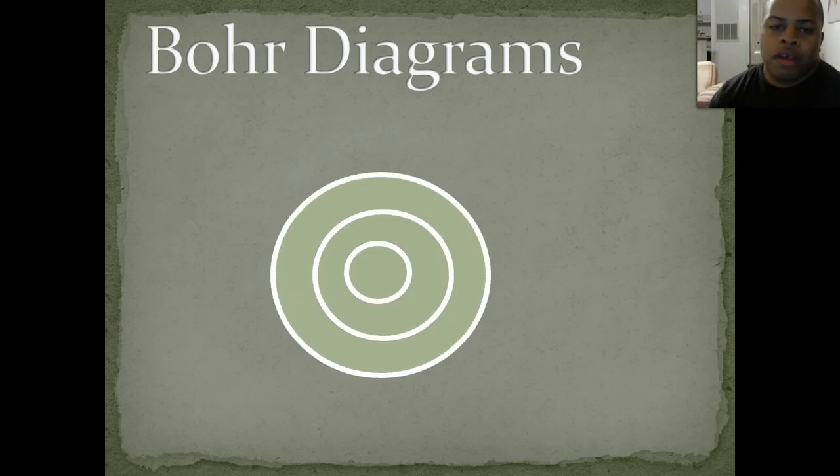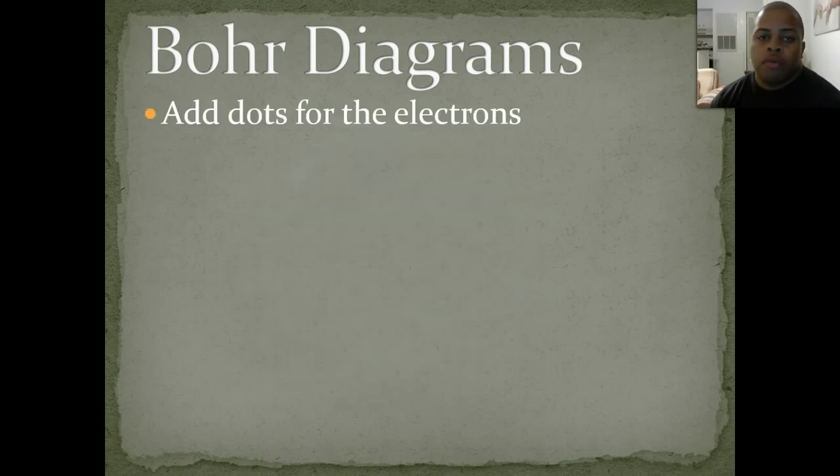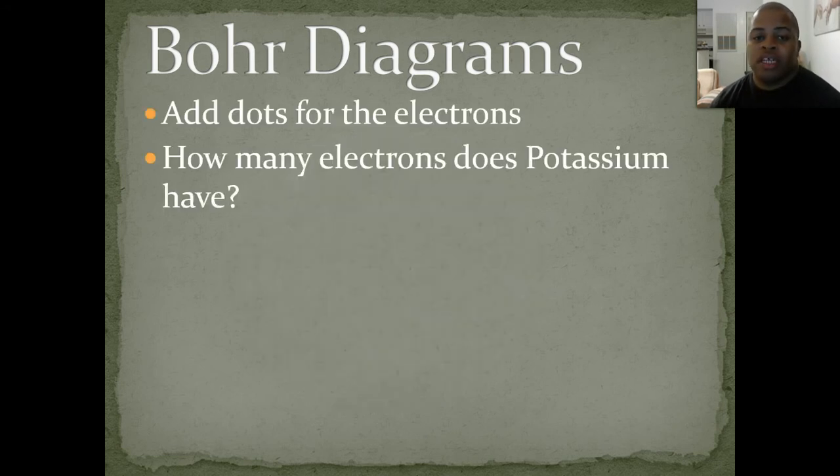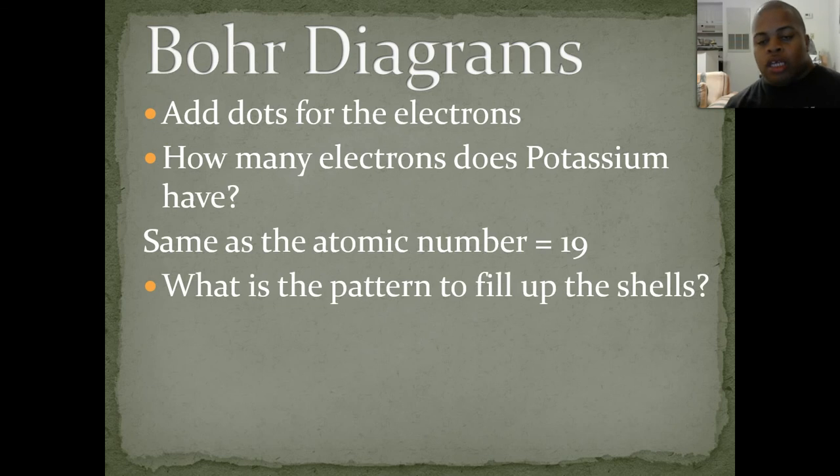Now, 3, 4. All right. Now, this is going to be our base, per se. The next thing that we need to do is start filling in electrons. So, add the dots for the electrons. How many electrons does potassium have? Going back to our previous notes, we know that in a neutral atom, we have the same number of protons and electrons. So, according to our periodic table, atomic number 19, that means it has 19 electrons.